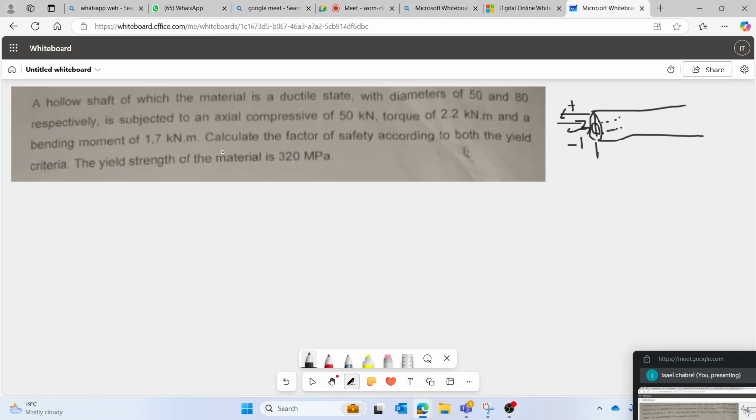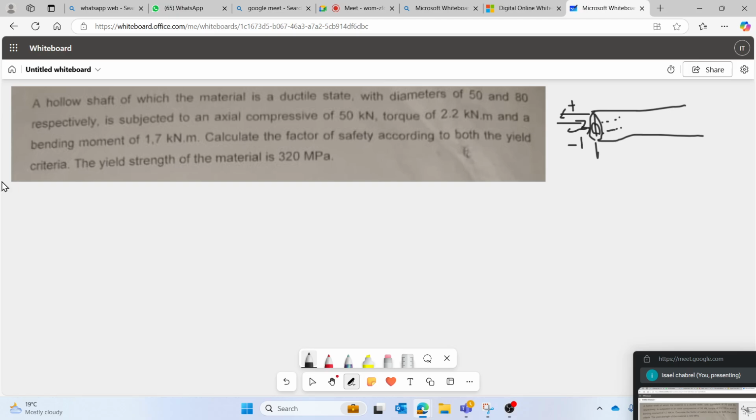Here they said calculate the factor of safety according to both yield criteria, using the strength given. When we talk about both yield criteria, we are referring to Tresca and von Mises. I don't know if you remember, but we did it on test one. When we solve it, we will remember what is happening. The first thing to do to solve this problem easily is to pick each element in this equation and see what effect it has on the system. Once you get it, you can solve the system.